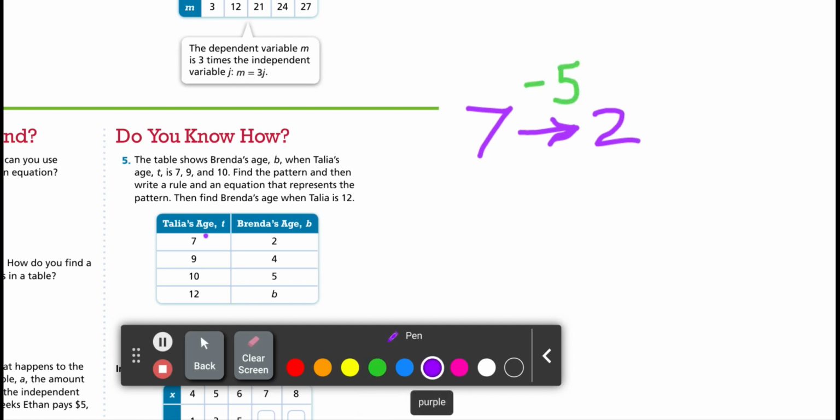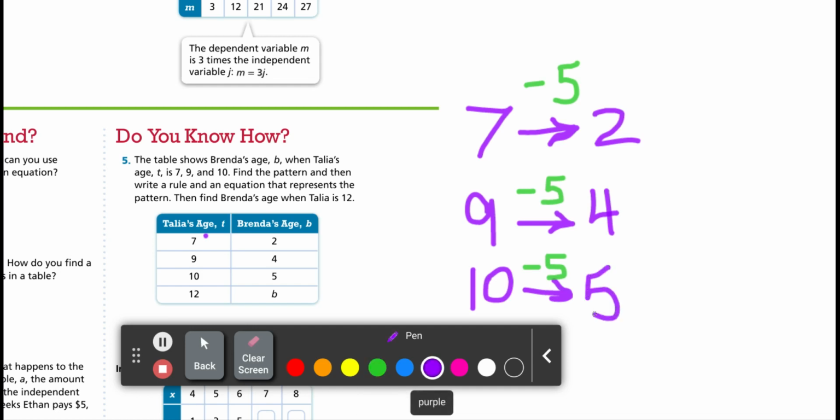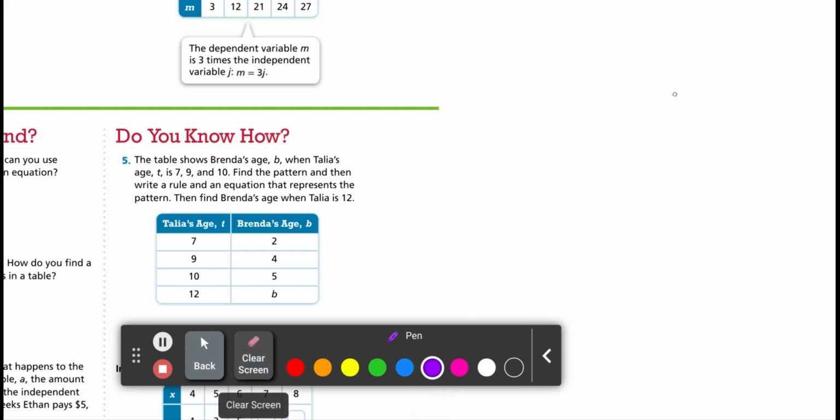Let's see if we're onto something. The next one, 9. What do we do to 9 to get to 4? Can we also subtract 5? Yes, we can. Minus 5. Let's try 10. 10 minus 5 is 5, like the table says? Yes, it is. So it seems like our pattern of subtracting 5 from Talia's age matches the table. So our equation would be T minus 5 equals Brenda's age, B.